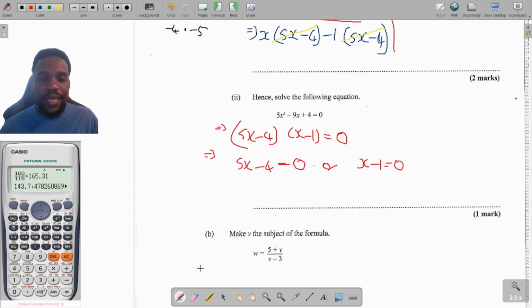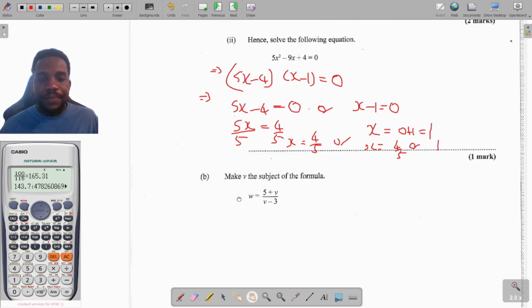This is what I say. This 4 is negative, it is going to come over as a positive. So 5x is equal to 4. 5 is multiplying, the opposite is to divide both sides by 5. So x is equal to 4/5, or in this case, very simple, we have a minus 1. We bring it over, so we have x equal 0 plus 1, which is equal to 1. So x is either equal to 4/5 or positive 1. Not bad.